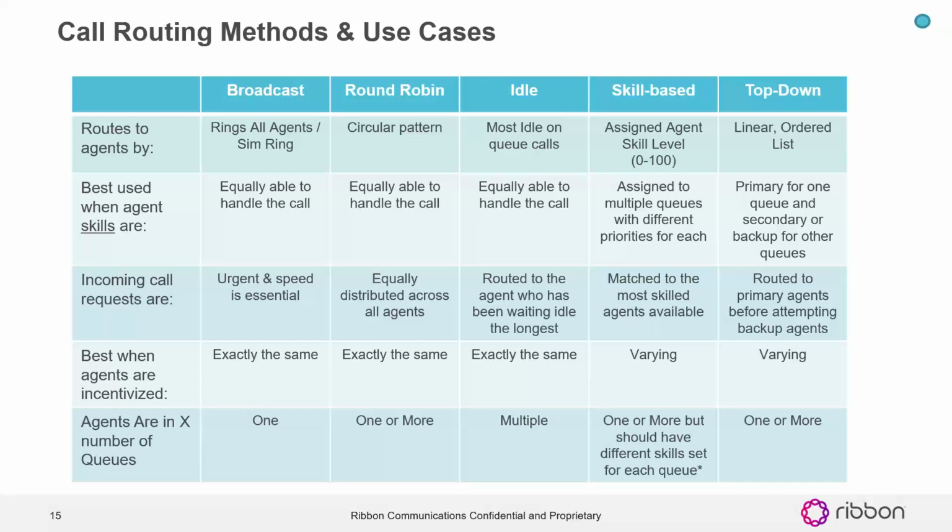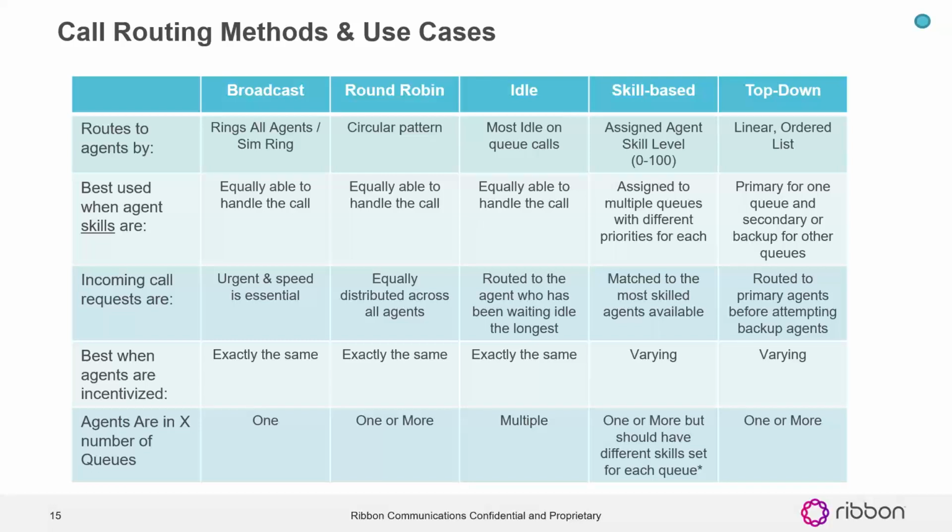If your agents are in just one queue, broadcast might be a good one for you. Round robin, one or more. Idle, probably multiple, because I haven't taken one in this queue in a while, so I'm going to evenly distribute it if I'm in multiples.